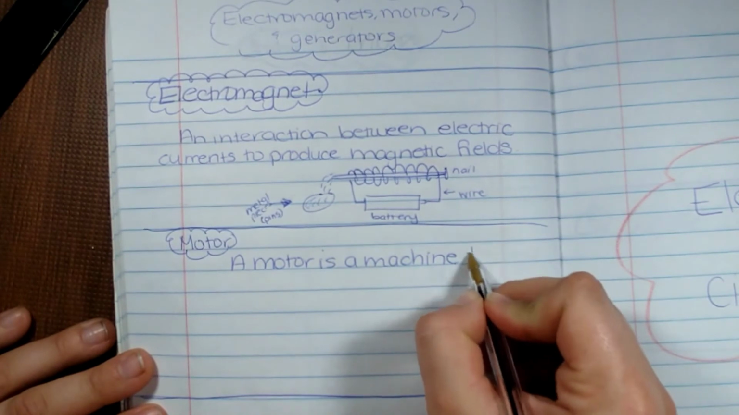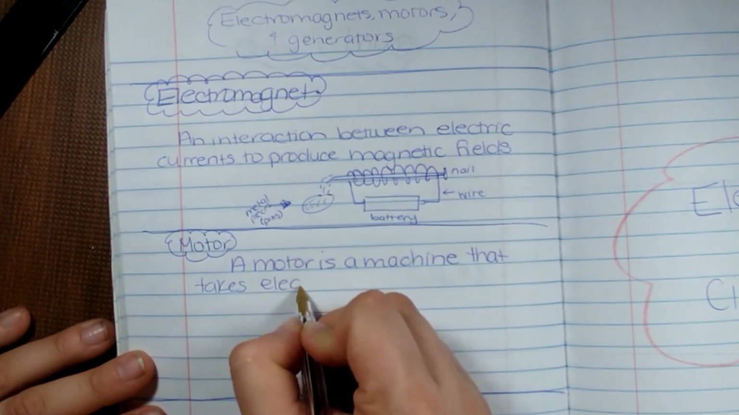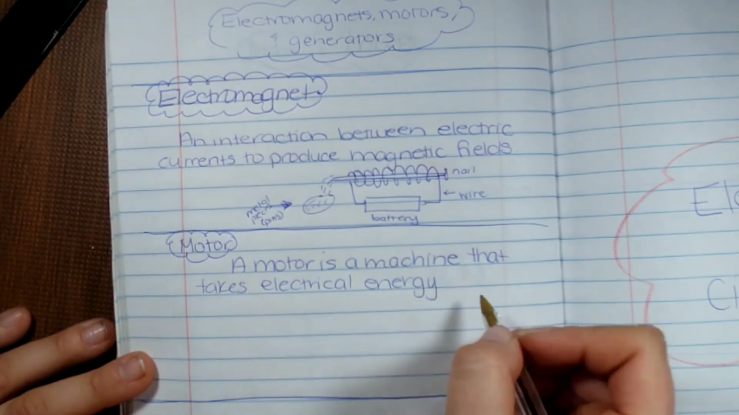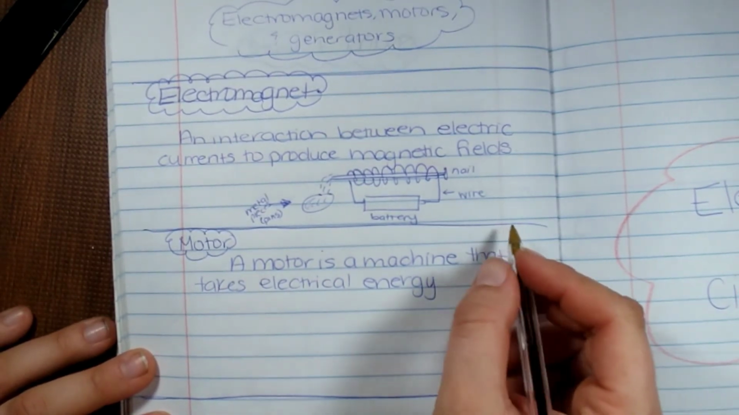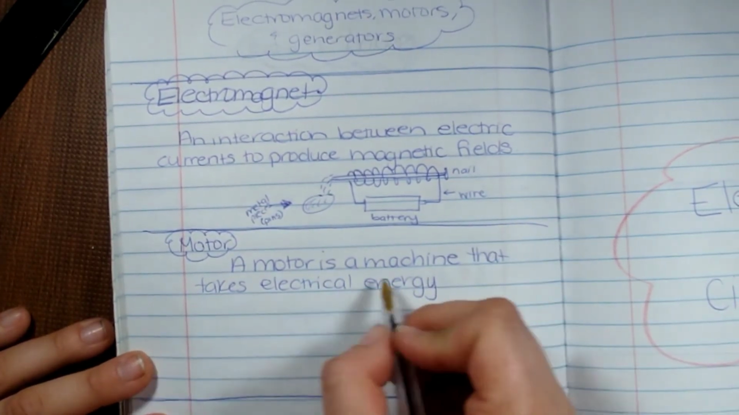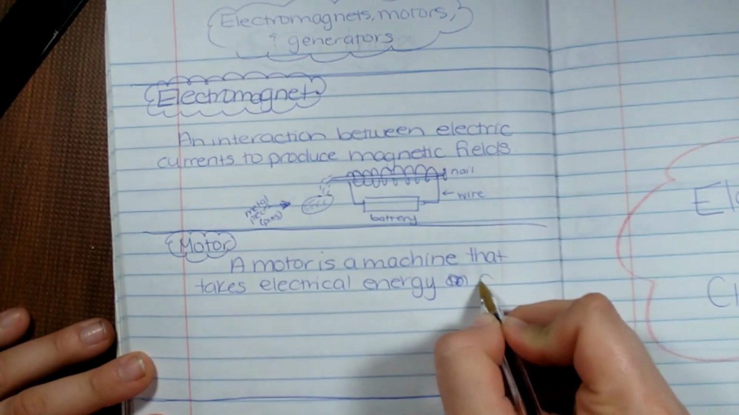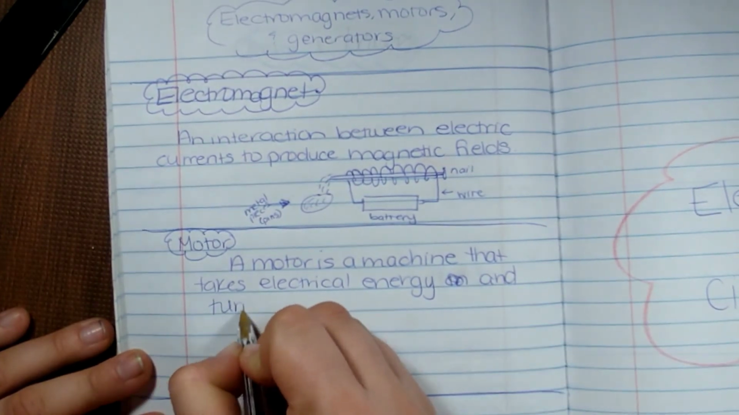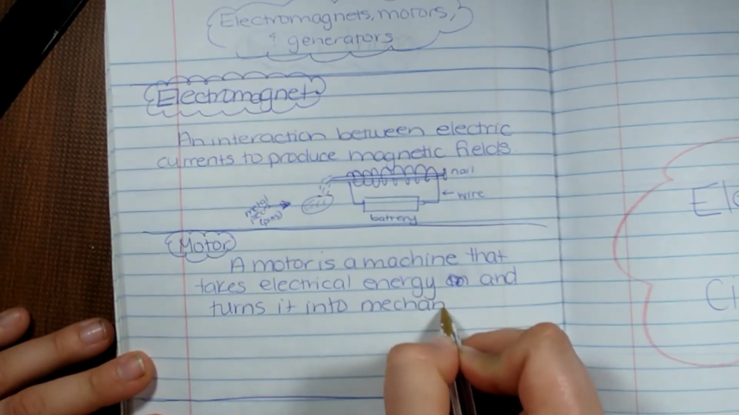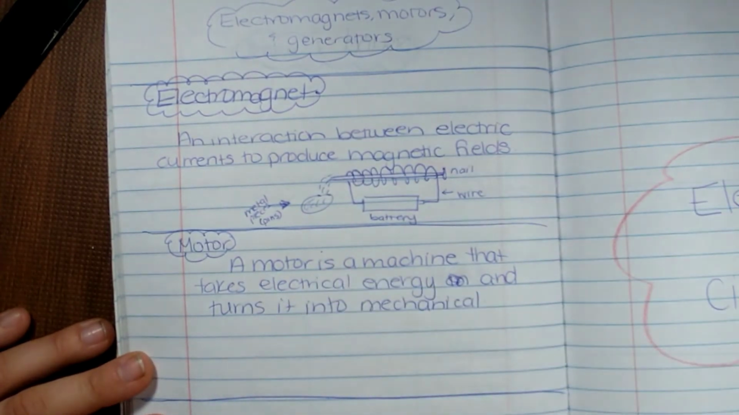A motor is a machine that takes electrical energy, and the electrical energy is transformed into kinetic energy, or mechanical energy, which is kinetic energy. So essentially it takes it and it moves it, and the motor moves, and it makes other things work.